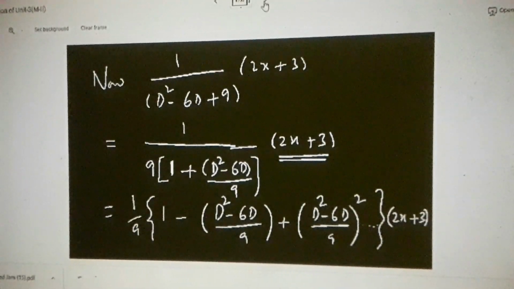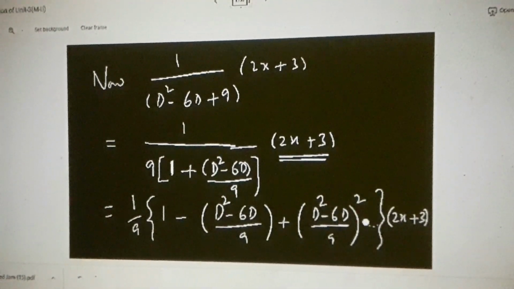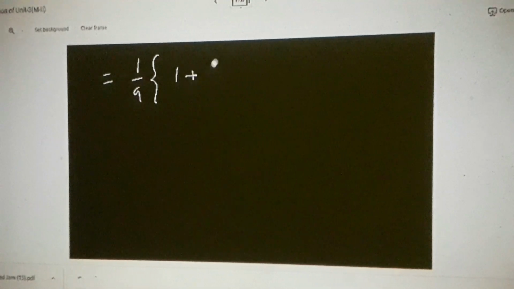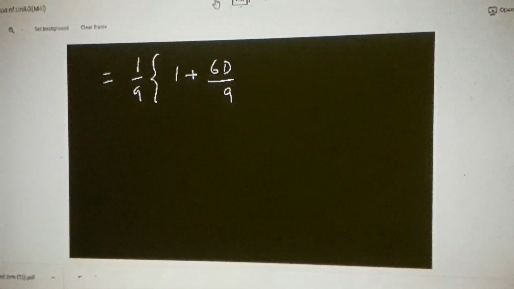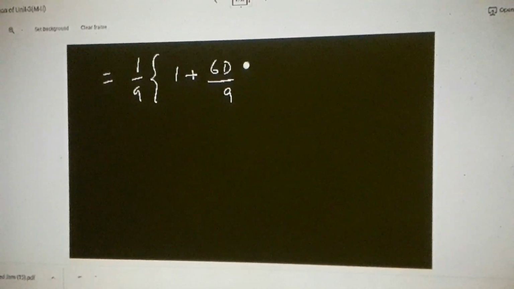So 1 by 9 into, now this complete expansion we need only up to powers of d, that is, only up to d power 1. So neglect the d square term. So d square by 9 I will neglect, and write only 1 plus 6d by 9. Now the remaining terms, d square by 9, d cube, d power 4, when operated on a first degree polynomial, will contribute only 0. That is why we are not writing them.